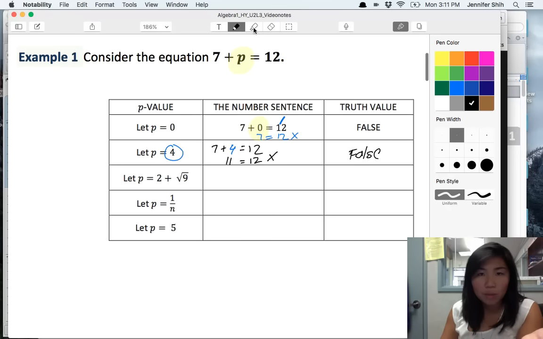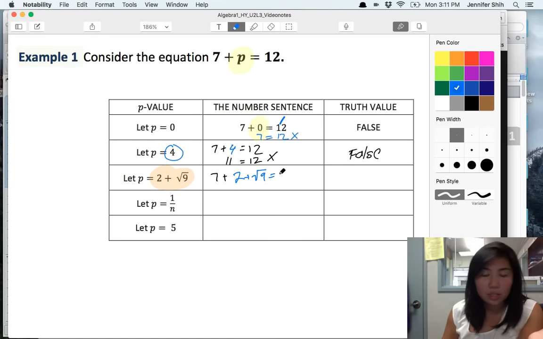Let's try when p is equal to 2 plus root 9. Let's plug that in. So we have 7 plus 2 plus root 9. Is this equal to 12? Well, we have 7 plus 2, which is 9, plus 3, because the square root of 9 is 3, and that's 12. So is 12 equal to 12? So it is true.